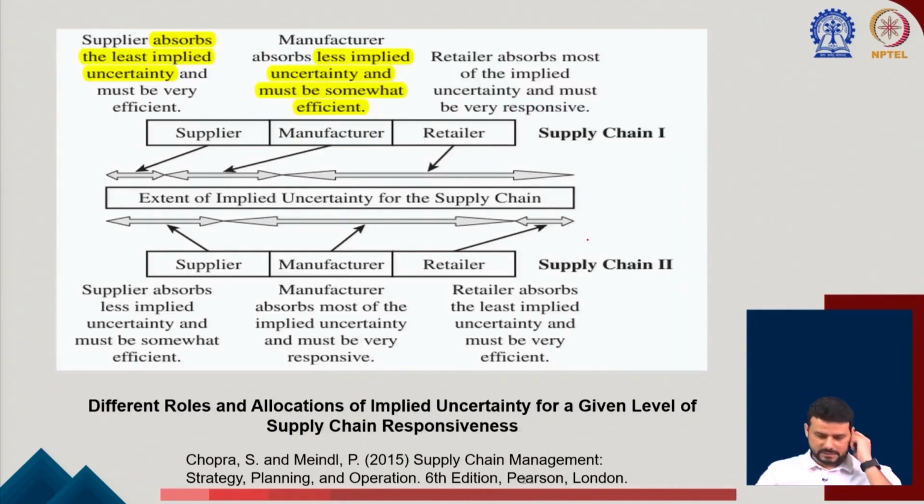See, these two different scenarios are there. First scenario, this is complete supply chain. See, the supplier is not at all absorbing any uncertainty. So when it is not absorbing any uncertainty, it should be efficient. He should be efficient in delivering the products.